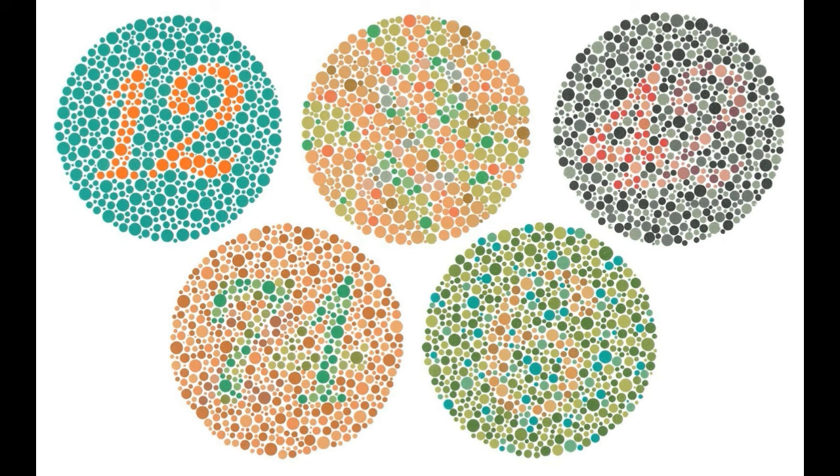Males are more likely to be colorblind than females, as the genes responsible for the most common forms of color blindness are on the X chromosome. As females have 2 X chromosomes, a defect in one is typically compensated for by the other, while males only have 1 X chromosome.